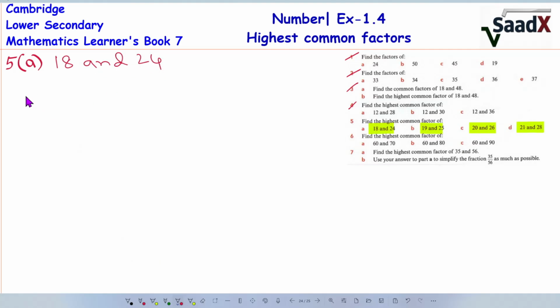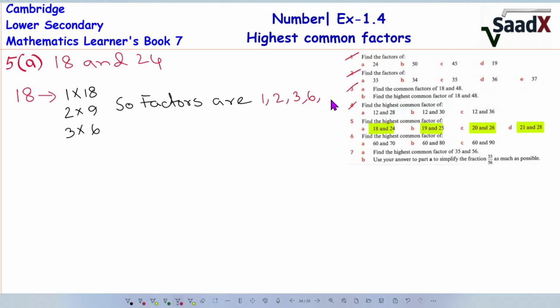First we have to find out the factors of 18. So 18 we can write 1 times 18, 2 times 9, 3 times 6. This is enough. So factors are: 1, 2, 3, 6, 9 and 18.